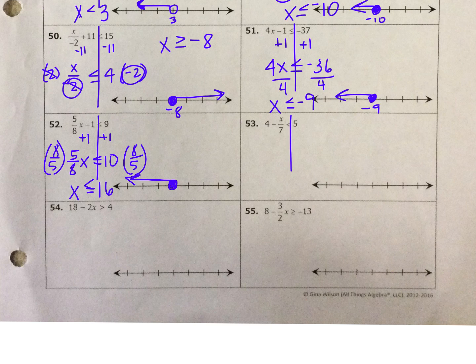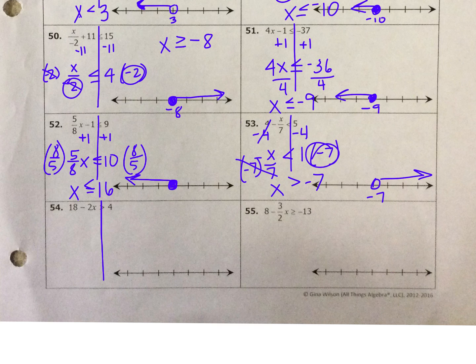For this one, I have to move that 4. He's positive, so to move him, I got to subtract. Negative x over 7 is less than 1. I'm going to multiply by negative 7 to get rid of that. Well, I just moved a negative, so x is going to be greater than negative 7. That would be an open circle, and it goes to the right.